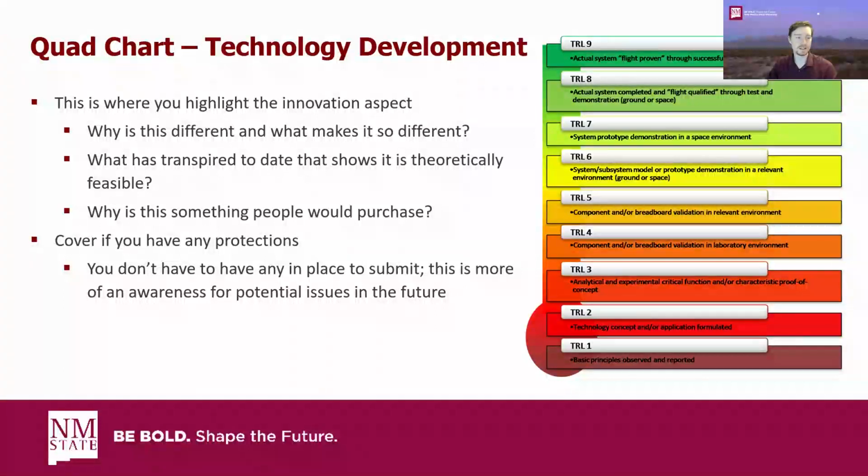As you're going through, what types of intellectual property protections do you have? Do you have any patents already? Are you planning on getting any? You don't have to have patents in your quad chart when you're coming to these agencies at the very beginning, but at least let them know that you have an idea of what will happen with the intellectual property as it's being created. And let them know how far along your technology is.